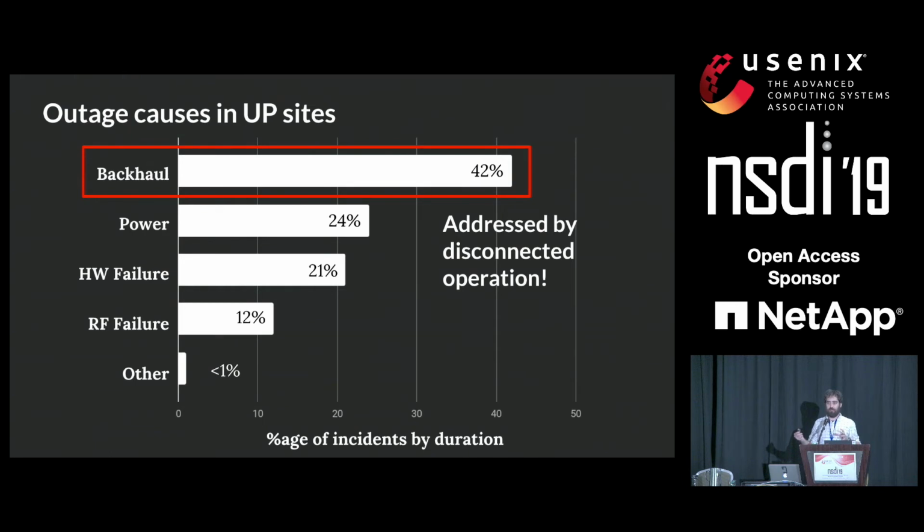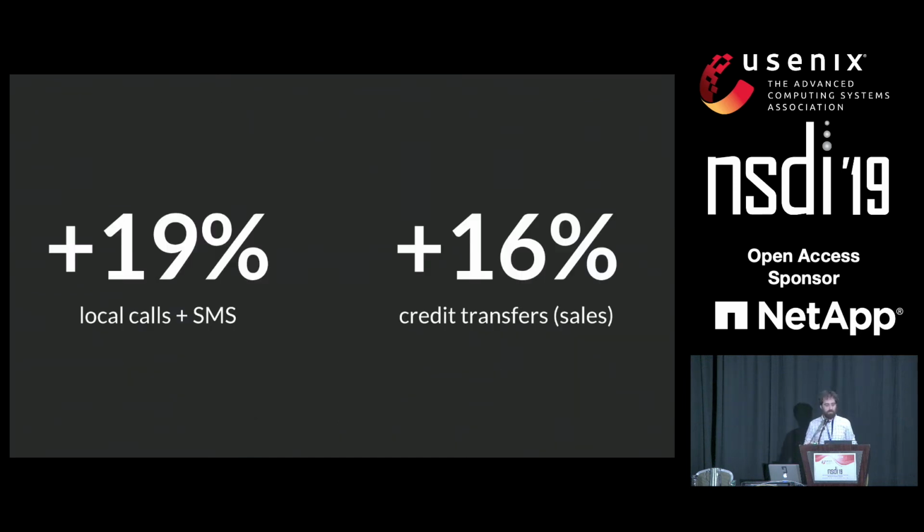Now, we can do an analysis of how beneficial our implementation of disconnected operation support is by looking at the call records that we get from sites when they come back online. So we know when sites are not sending check-ins, but if we see activity on those sites, we know they were actually online and serving local traffic. And from our analysis, we find that we're able to support an additional 19% of local call and SMS traffic, as well as, importantly, 16% of additional credit transfers.